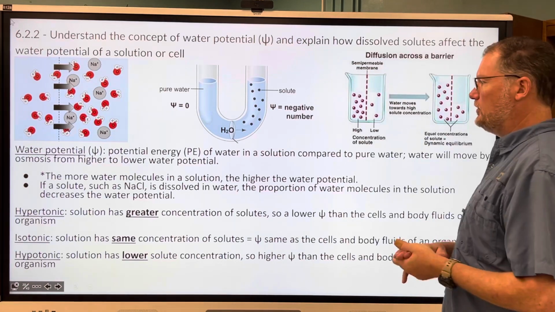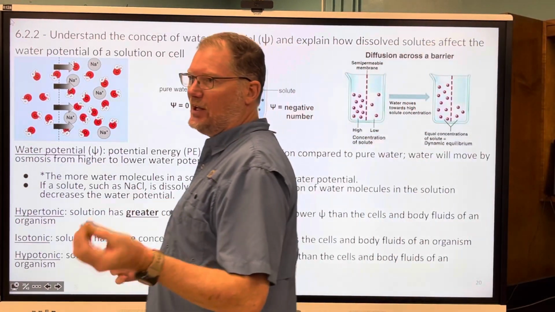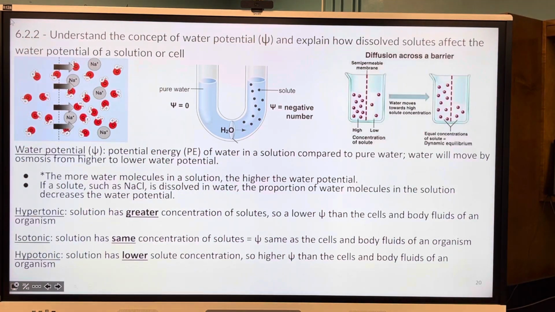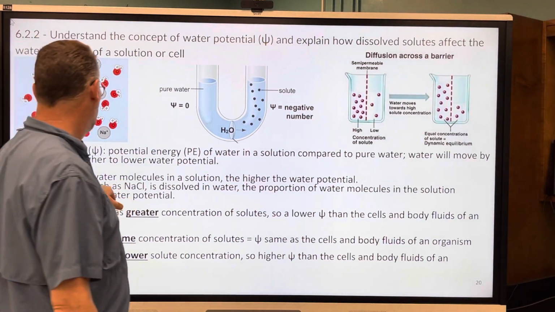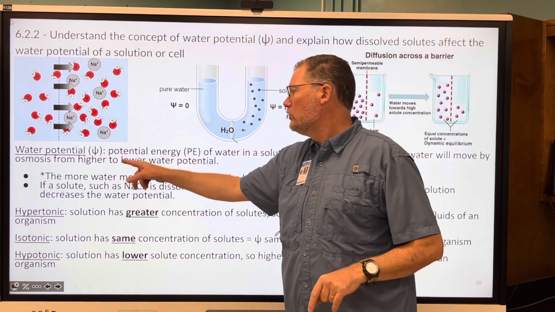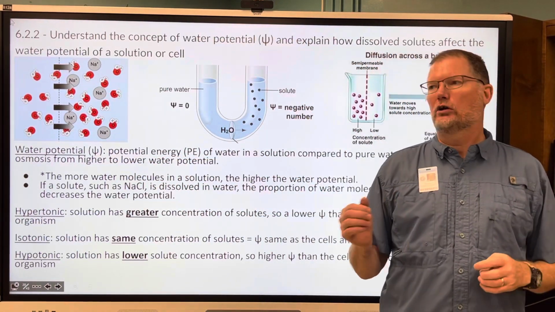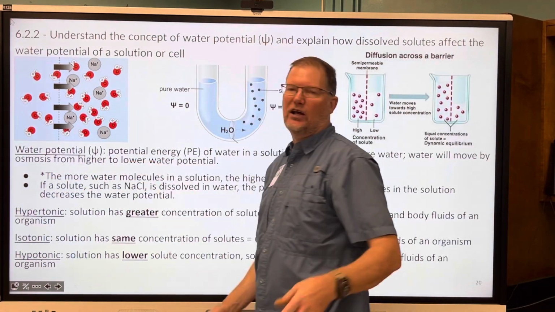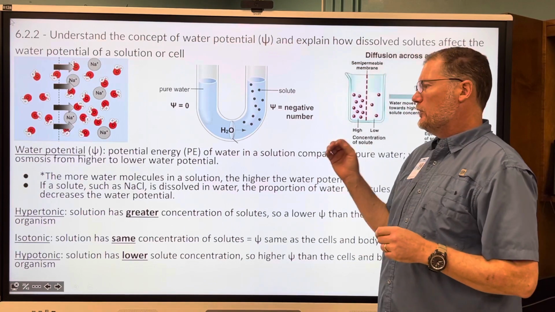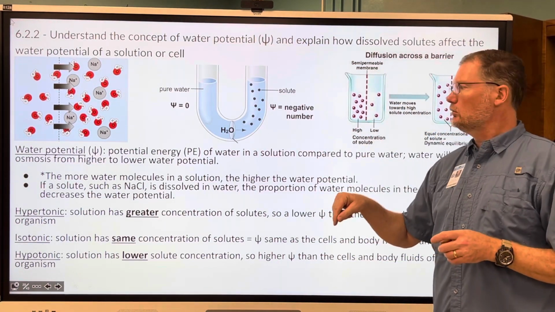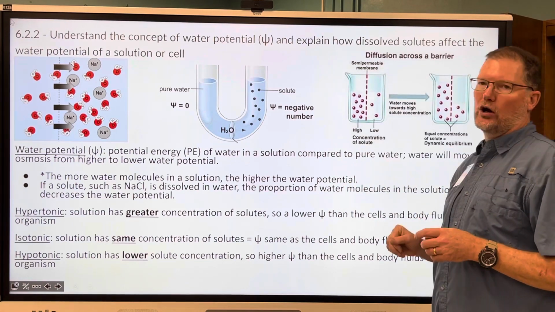All right, so water potential. What is water potential? Potential energy, right? PE, of a solution compared to pure water. Water will move by osmosis, we said that already, from higher to lower water potential. So here's the key. That asterisk is telling you what this means. The more water molecules in a solution, the higher the water potential.